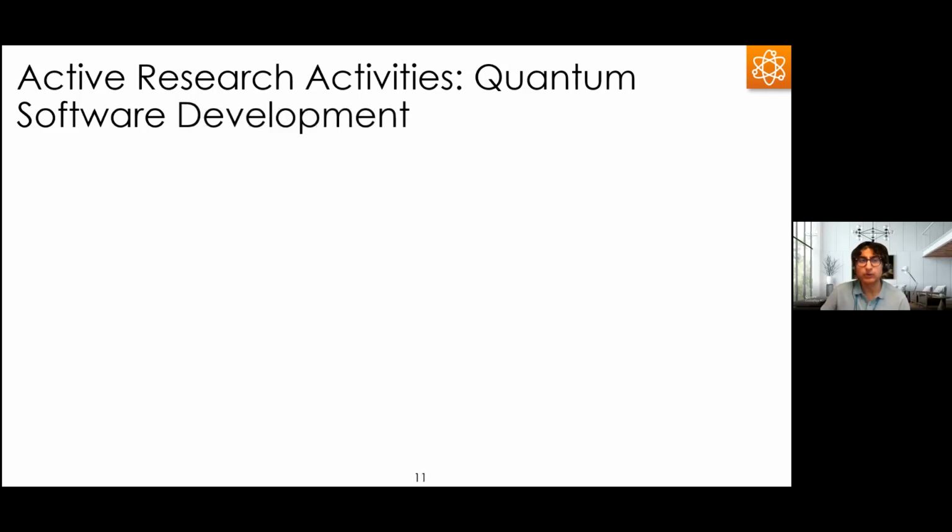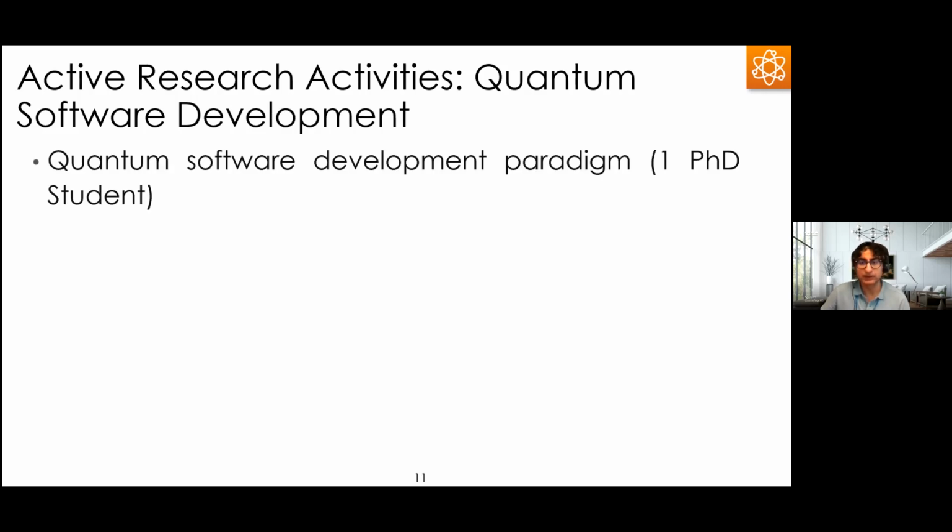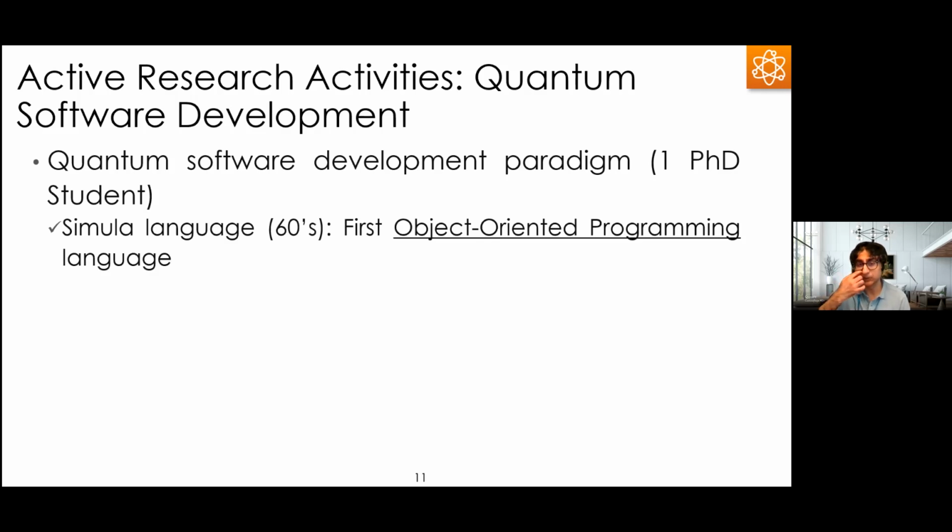And then the second area, we are looking into quantum software development. We have one PhD student who will work on that. I'm not sure if you are familiar with a language called Simula. It was built in the 1960s, and it was the first object-oriented programming language. And actually Simula Research Lab was named after the 2 Norwegian scientists who built this language. In the 60s, this was the language that built the foundation of object-oriented concepts. And now these are widely used to build various programming languages. After 60 years, these concepts are still being used.